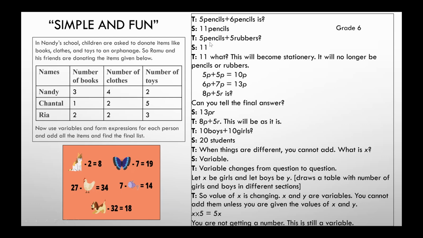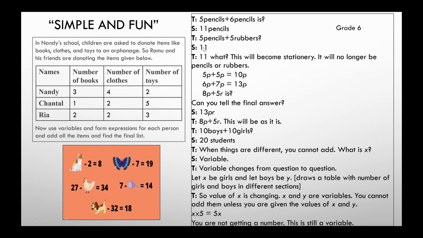Then this is a grade 6 teacher trying to teach in class. The teacher has done something on the board where she had written a relationship x plus 5. And the children immediately asked, ma'am, why did you leave it at x plus 5? Shouldn't it be 5x? And the teacher tries to explain what she has done and why she has left it like this. So 5 pencils and 6 pencils is 11, so the children say 11 pencils.